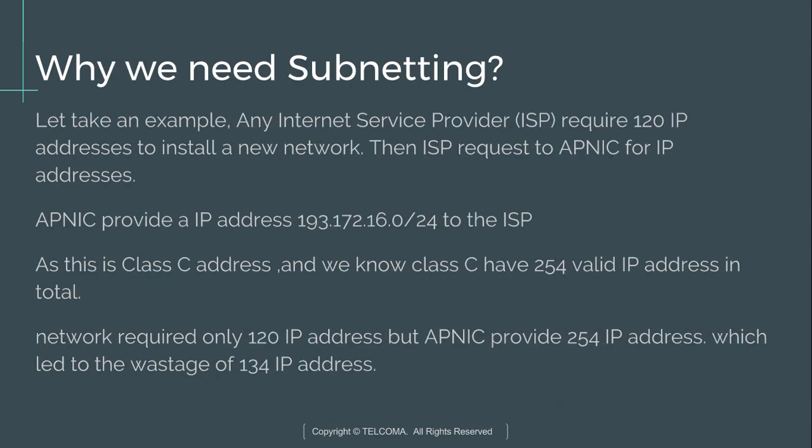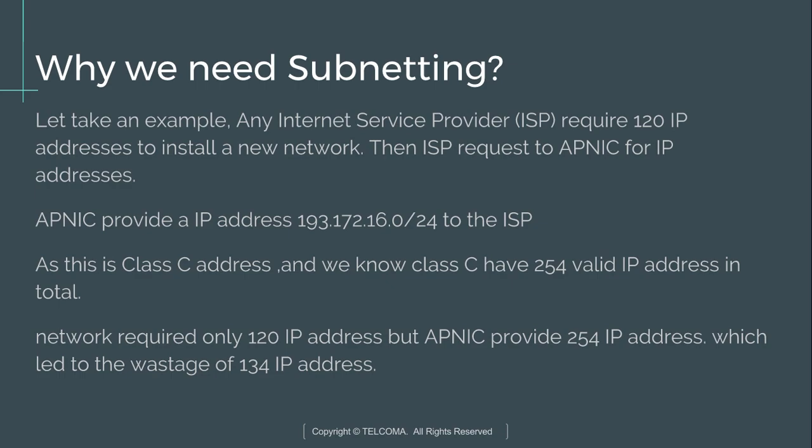Next is why we need subnetting. So let's take an example. If any ISP wants to create a new network, so install a new network, let's assume that it requires 120 IP addresses in total to install a new network. So the ISP requests APNIC for IP addresses. Let's assume that the network is designed in the APNIC region, or the Asia region. So it must request APNIC for the IP addresses.